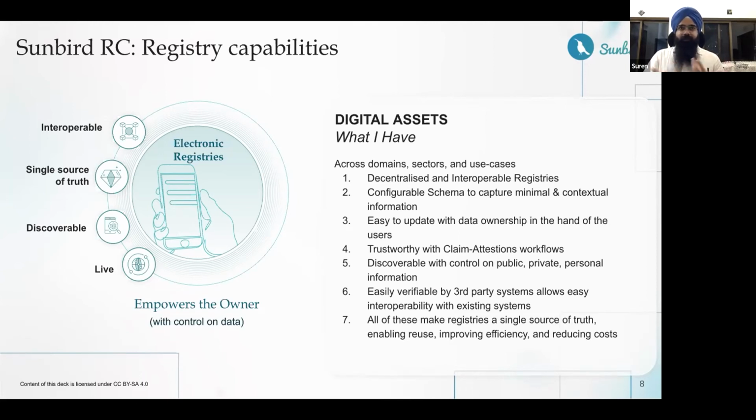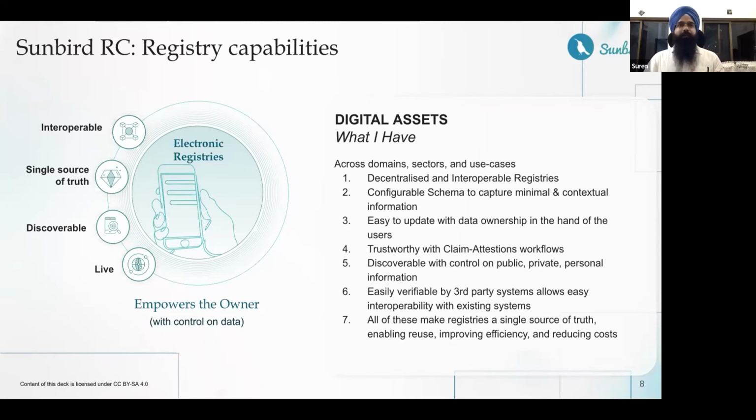So Sunbird RC allows you to create decentralized, interoperable registries, which are configurable, where you can configure whatever minimal contextual information you need to capture for the entity present in the registry. The data is easy to update, with the data ownership in the hands of the users. So users can just update the data and make a claim of the new update, which an attestation workflow can then attest.